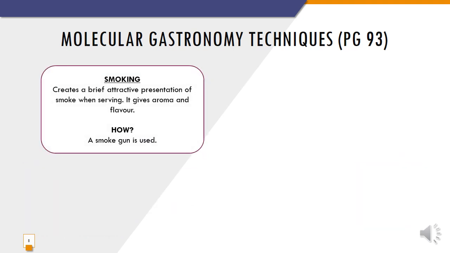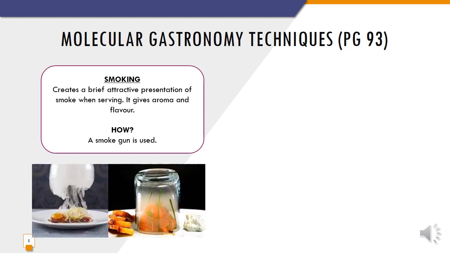Smoking is possibly one of the more popular techniques that is widely known, and it creates a brief, attractive presentation of smoke when serving. It gives aroma and flavor. This could be done with food as well as drinks and beverages as well as cocktails. Here, a smoke gun is utilized to create that smoke, and the flavor is based on the actual wood that is used in the smoking gun.